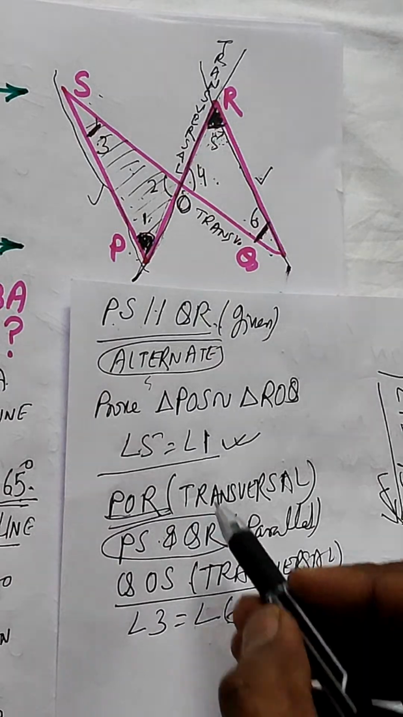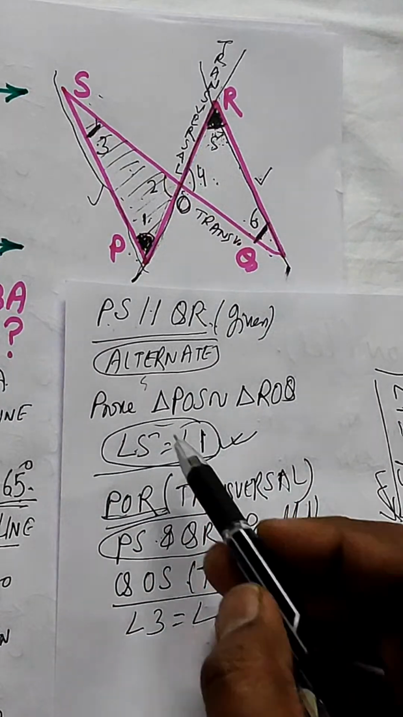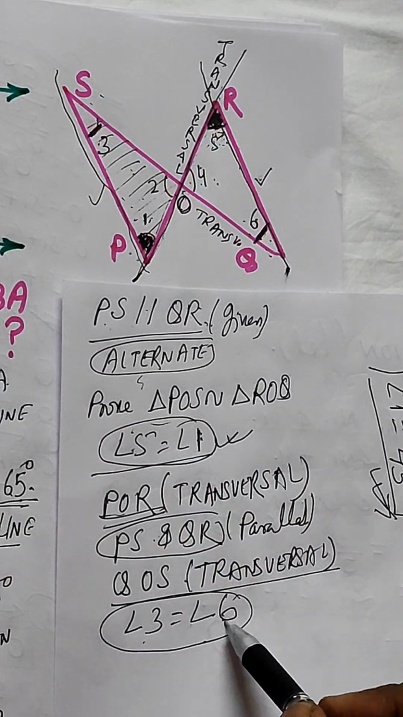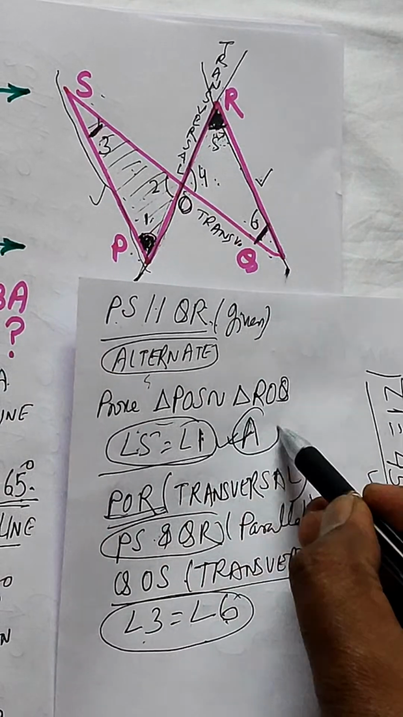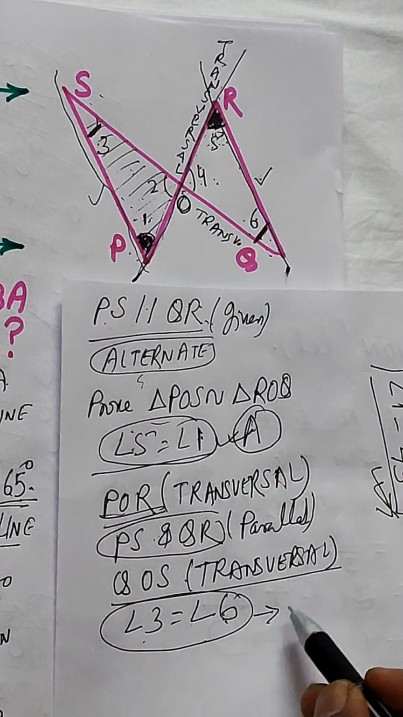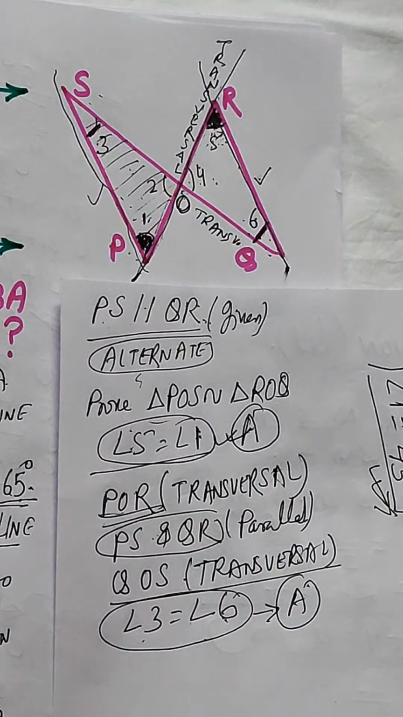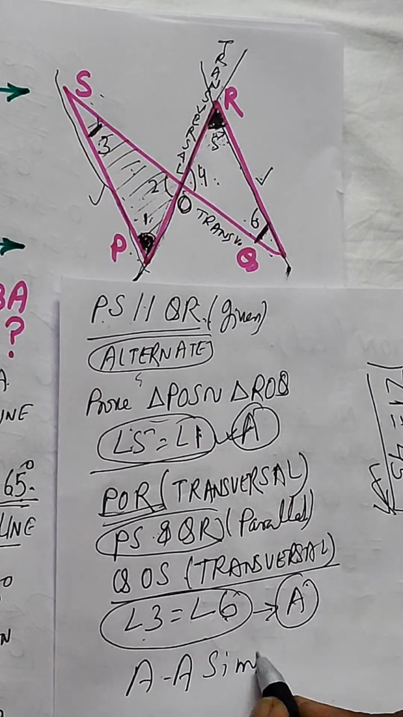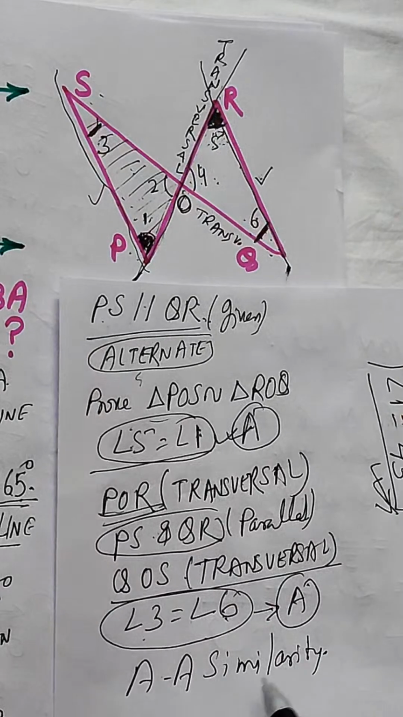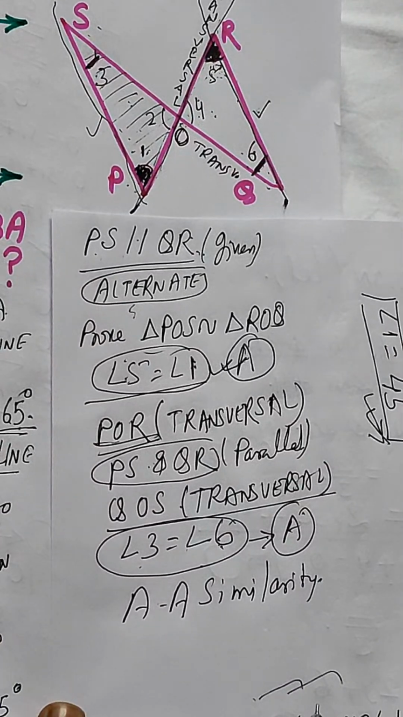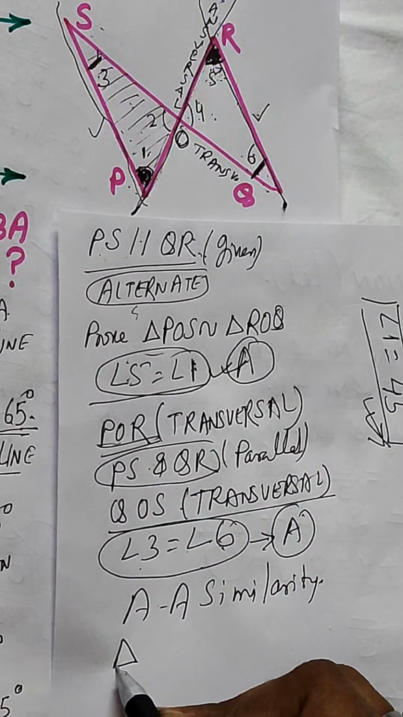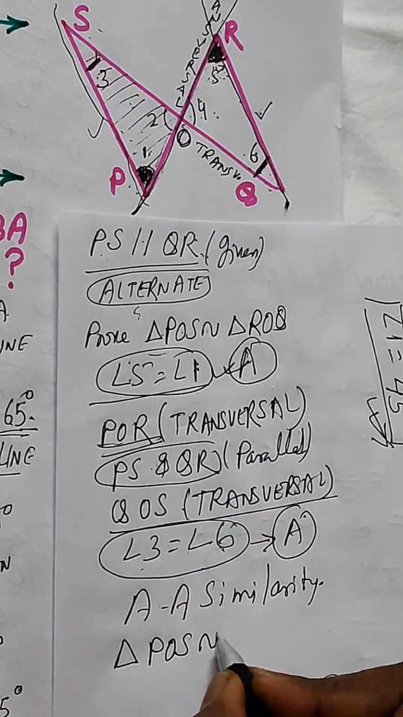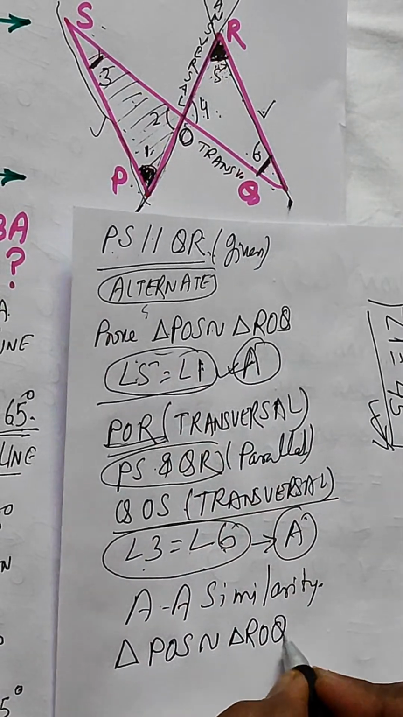So here you can see, if angles 5 and 1 are equal and angles 3 and 6 are equal, can't we say that if one pair of angles is equal and another pair of angles is equal between two triangles, then by AA similarity criteria, triangle POS is similar to triangle ROQ? I am showing you the sequence, don't worry, wait.